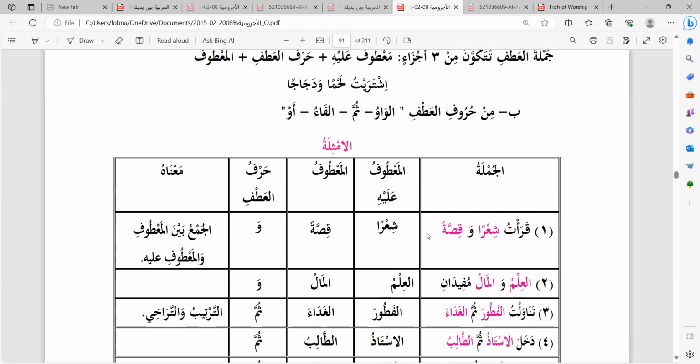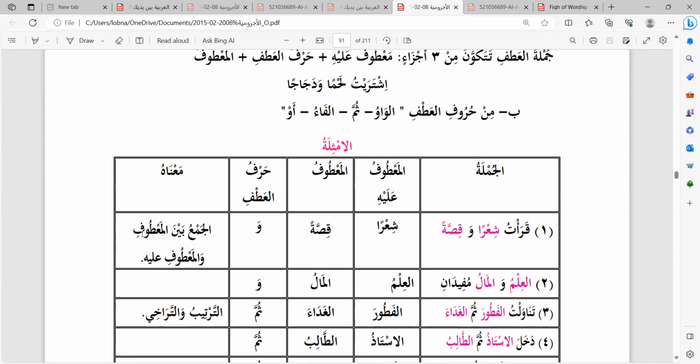قرأت شعرا وقصة. I read شعرا, poetry or poem, وقصة, story. معطوف عليه is basically شعر. Okay, the معطوف is the قصة, so the one before it is going to be معطوف عليه. The حرف عطف is wa, and then you have the معطوف, the one that follows after the حرف عطف. What I'll try to focus on is more like the meaning. So here the general meaning is wa, which is and.